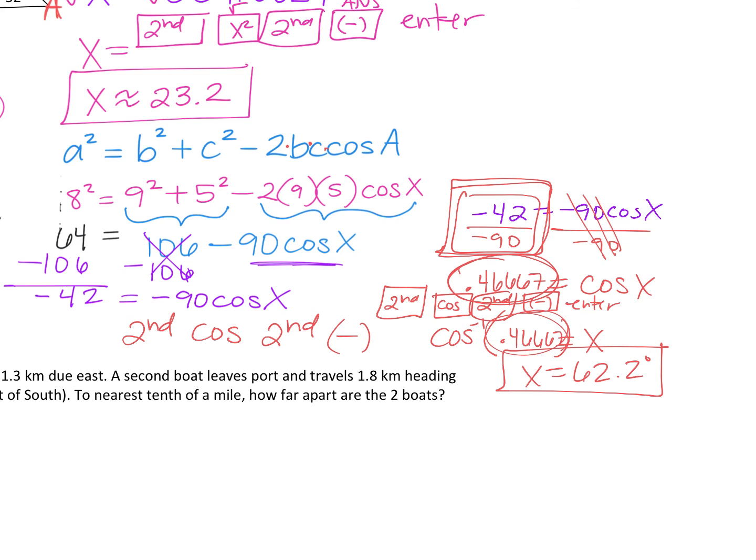If you don't like that, just plug this into your calculator. Just go second cosine 0.46667. And then you don't have to do the second negative. But it's just easier to hit second negative rather than remember a number and plug in, I think. But if you don't like that, do it the other way.